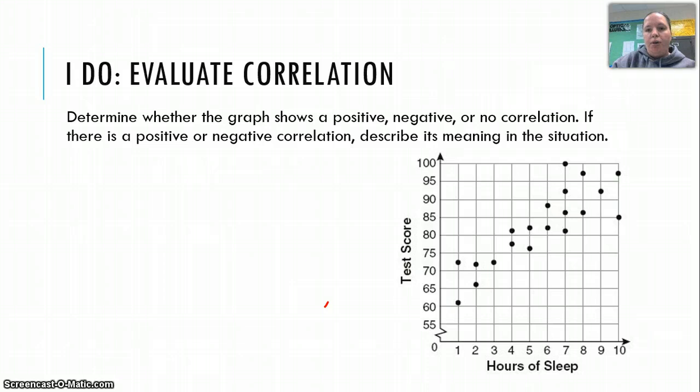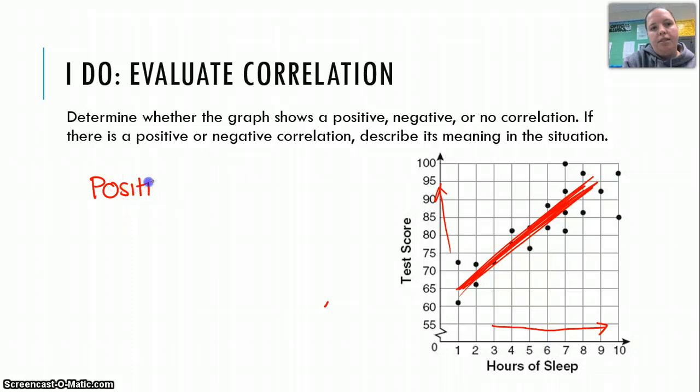So for this example, we have hours of sleep and test scores. Hours of sleep on the x-axis, test scores on the y-axis. So this is the I do. You can think through this one and you'll get a chance to practice in a second. If I was going to draw in a line that explains how most of the data is situated, it looks like it's going to have a positive slope. So this is going to be a positive correlation.